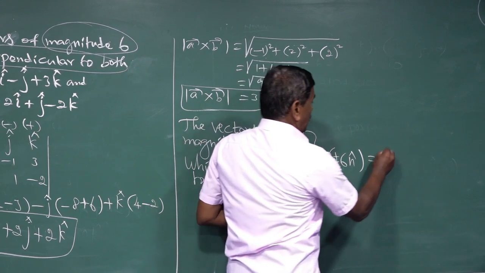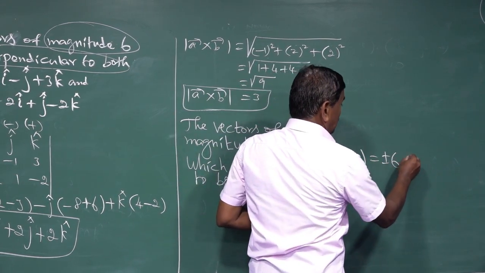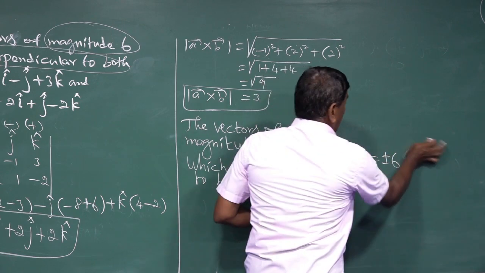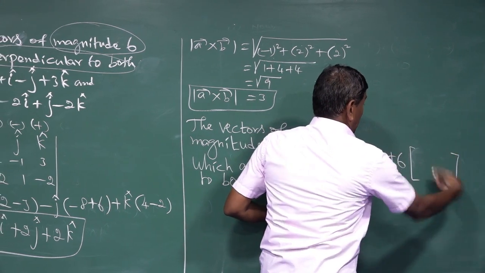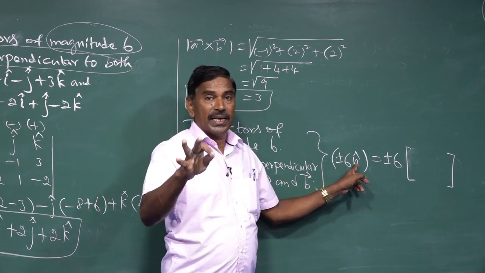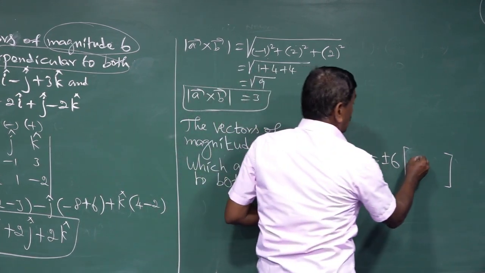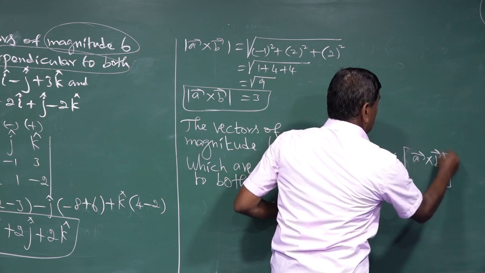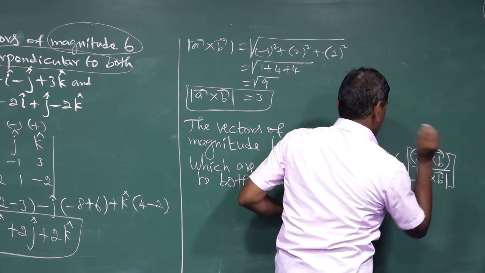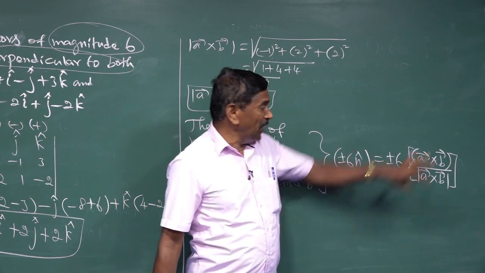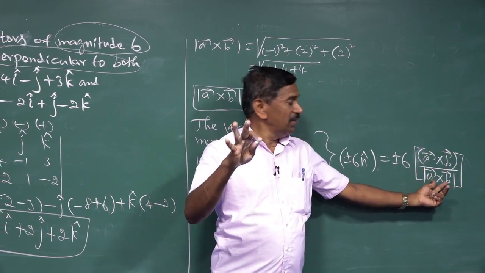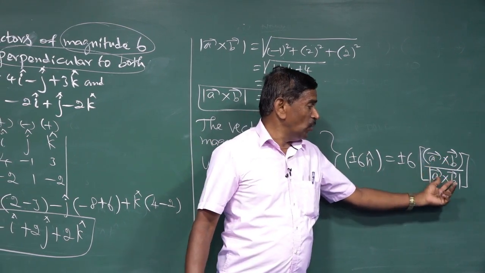Plus or minus 6 into, one can write square bracket for my convenience, n cap. What is n cap? N cap is equal to A cross B divided by modulus A cross B. That's all, this is the technique. A cross B, A cross B, what is the difference? No modulus, by total modulus.